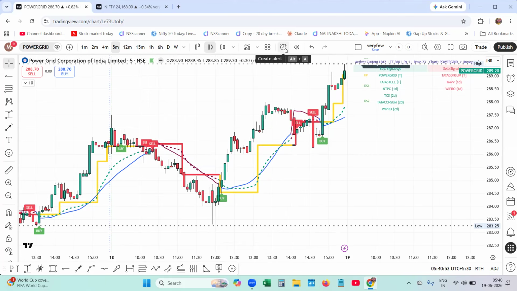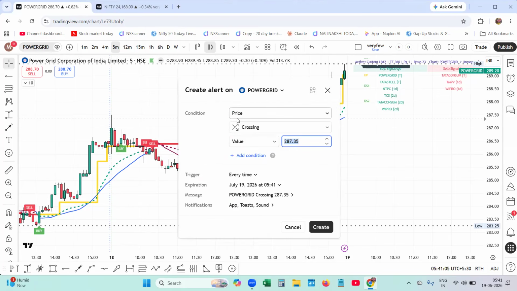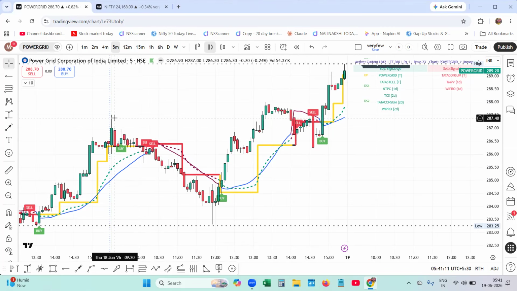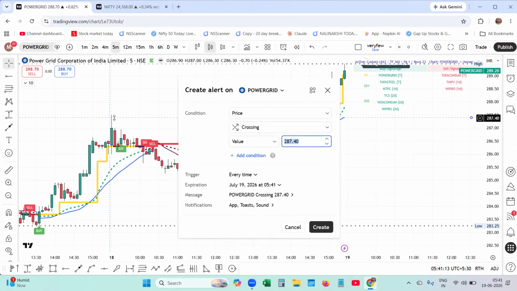You click here, create alert. You can see here. Or if you press Alt A, you will get this. You need not go there. What you need to do is press Alt A, then it comes.